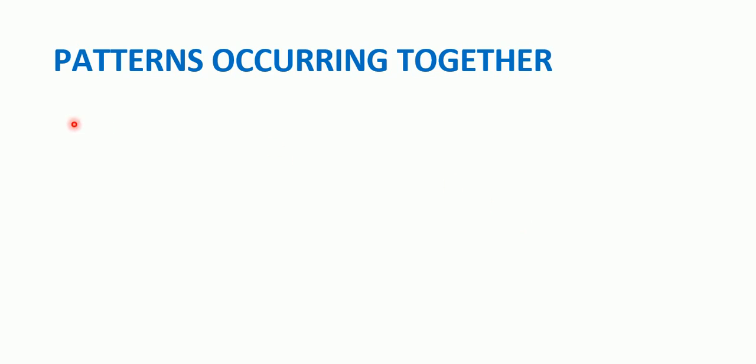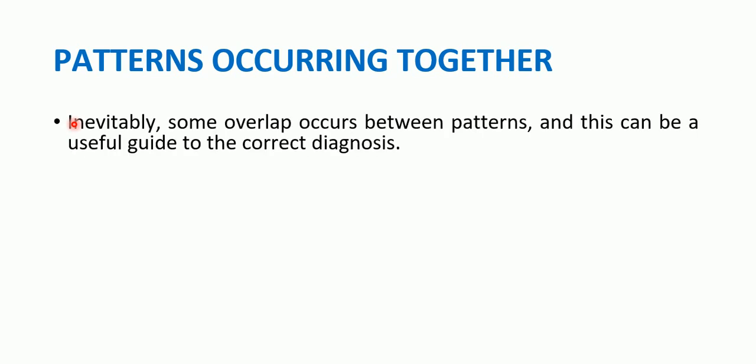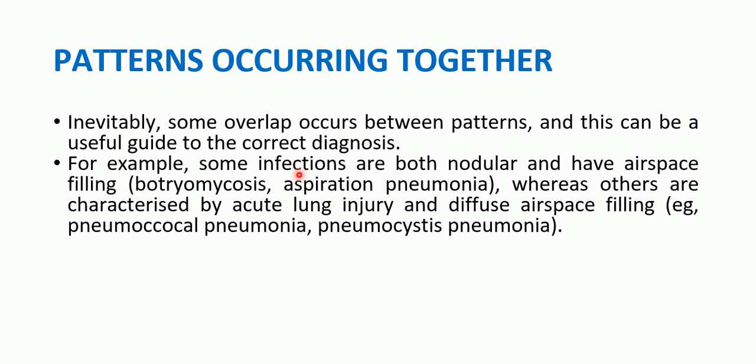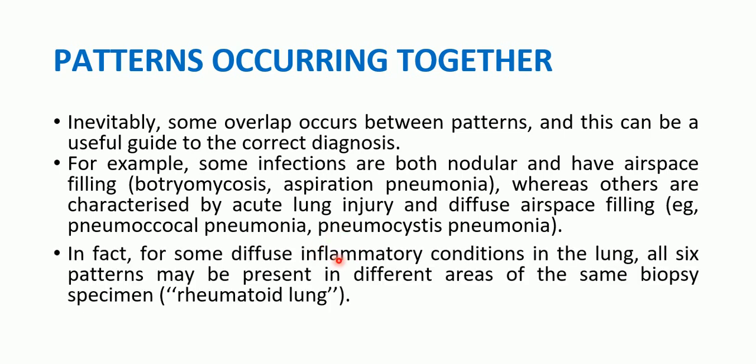So do the patterns occur independent of each other, or can they occur together? Usually we find 2 or 3 patterns together. So some overlap does occur. For example, some infections are both nodular as well as having airspace filling lesions, whereas others are characterized by acute lung injury and diffuse airspace filling, like in pneumocystis and pneumococcal pneumonias. In some diffuse inflammatory lesions, all 6 patterns may be present, as in some cases of rheumatoid lung.